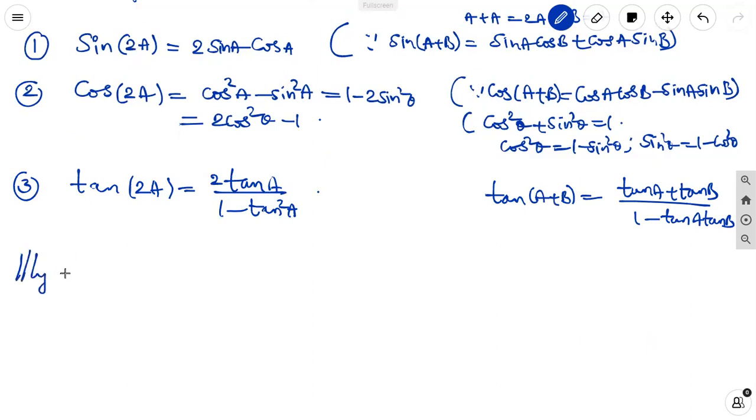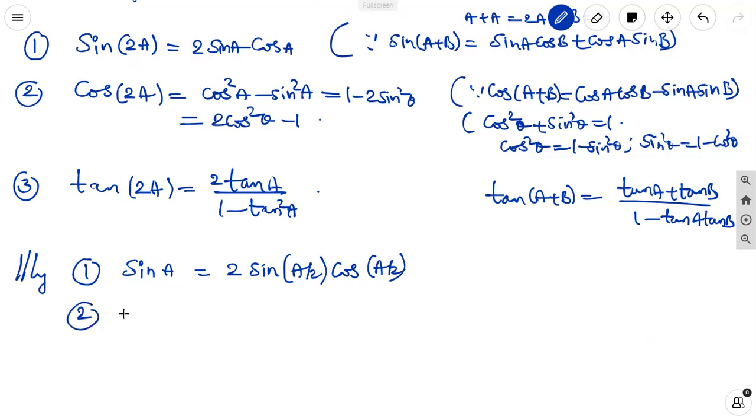Similarly, submultiples. These were the multiple formulas. Submultiple means sine A by 2. Sine A is equal to, here 2A is there, on the right side we will get A. The same way, it is 2 sine of A by 2 cos of A by 2. Here double is there, so in this we take half. Here also A is there, in that we take half.